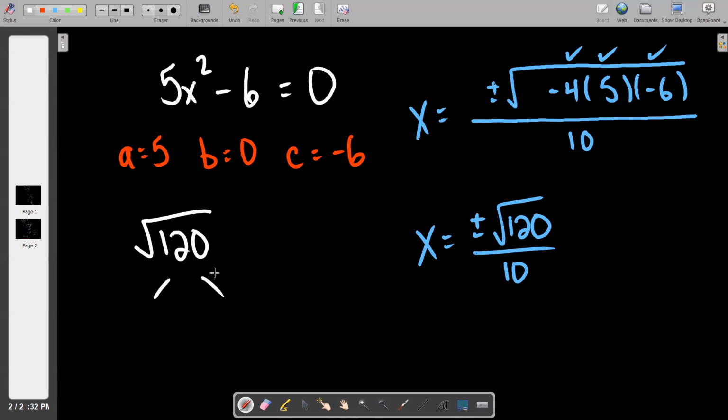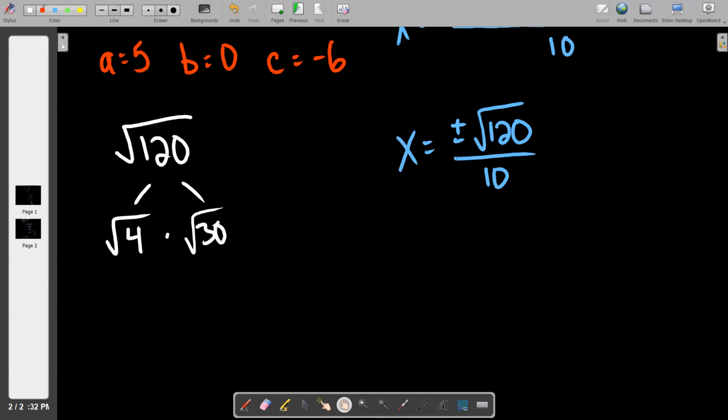120 has so many factors. 2 times 60, 3 times 40, 4 times 30, 5 times 24, 6 times 20, 8 times 15, and 10 times 12. But they all suck unless they are what Adam said, 4 and 30. It's the only combination that contains a square rootable number. And so when I break that down, it becomes 2 root 30.